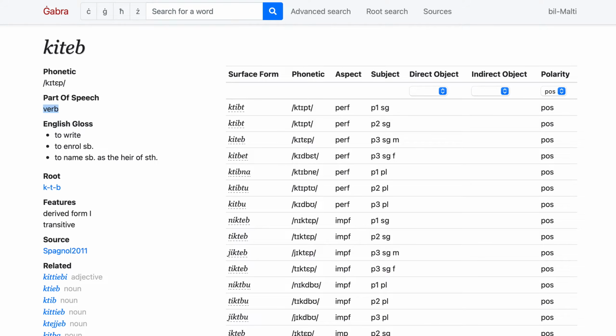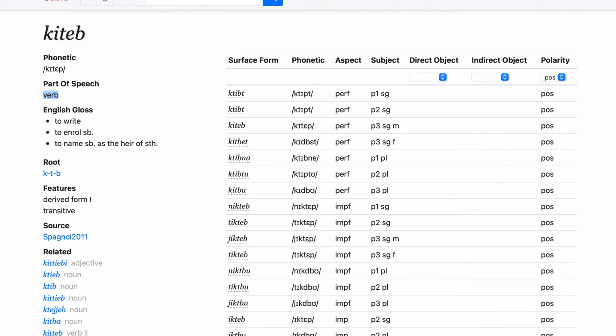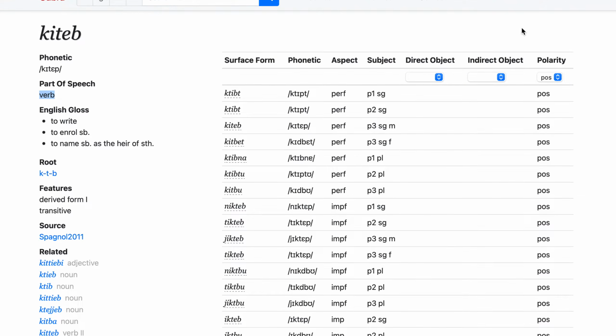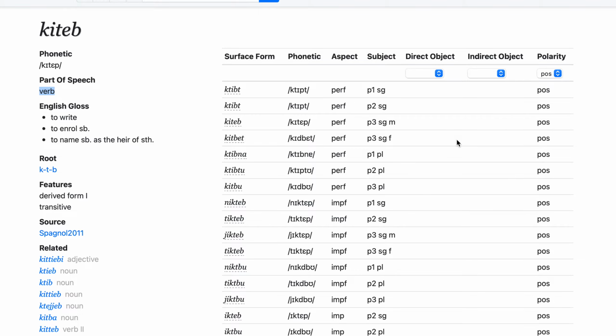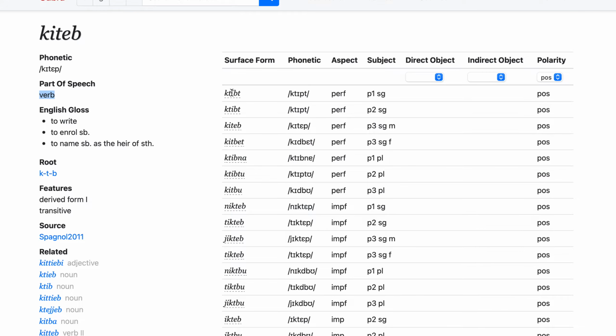Let me move the screen maybe a little. Yeah, there you go, almost. You can see here, these are all the conjugations of Kitab. And here, it's really handy. You have all the conjugations of Kitab.